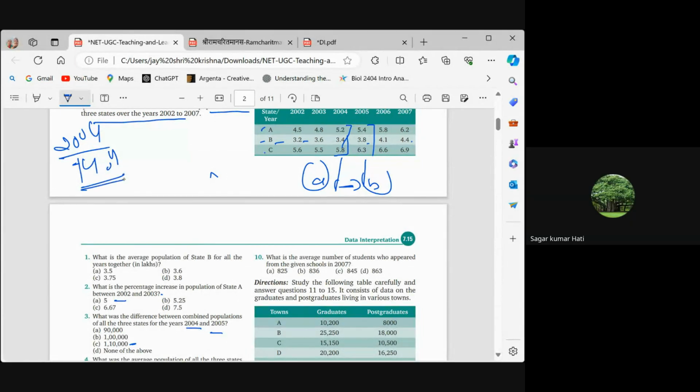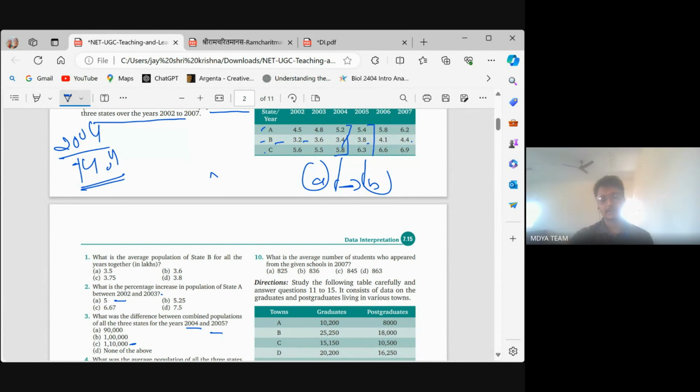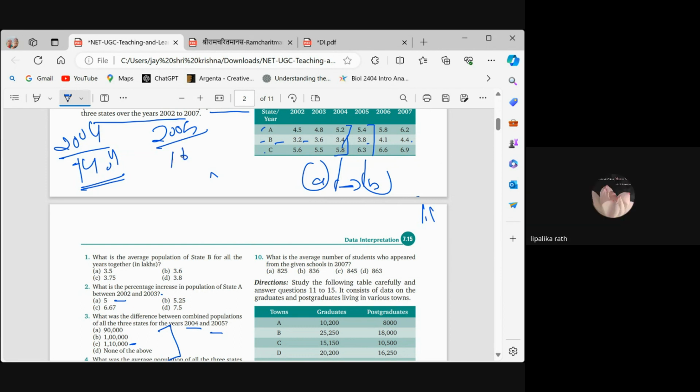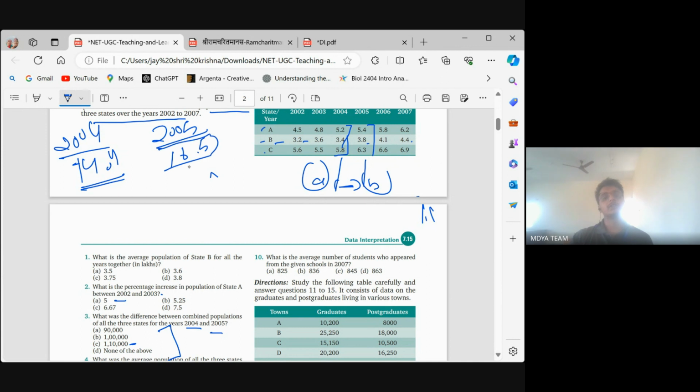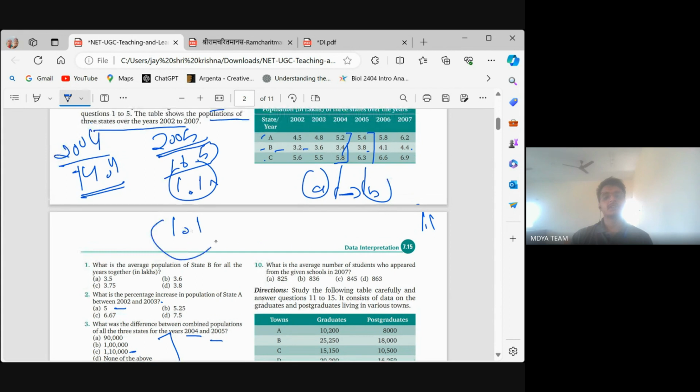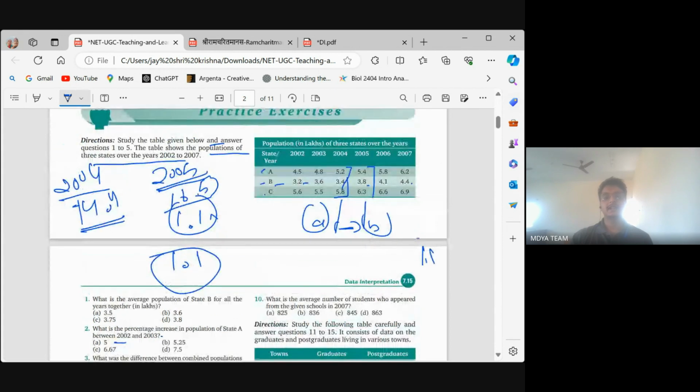Sakshi ji, you got till this? Sir, 1.1 or 3? 1.1 is there, but check the options. Okay, for 2005, the population is 16.5. So if you go for the difference, it will be 1.1. But 1.1 what? That population is given in lakhs. So it is 1.1 lakh.